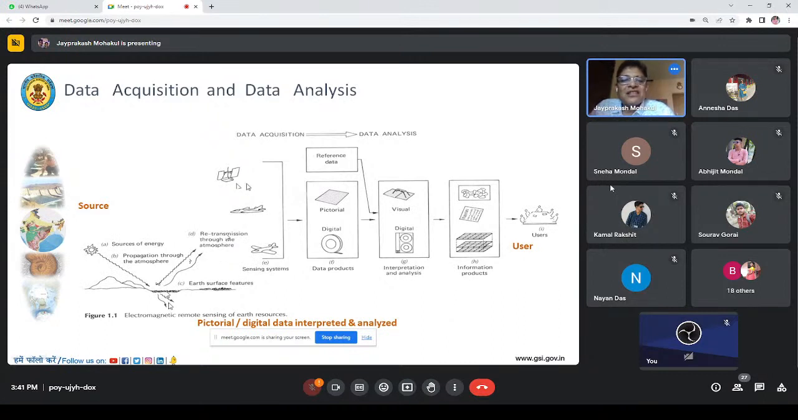Now once the information has reached here, it creates an electrical signal, and that electrical signal can be processed to give you a pictorial output or a digital output, and eventually you get an array, a raster, right? Suppose you have only one band, you get one raster. If you have multiple bands, you have multiple rasters.